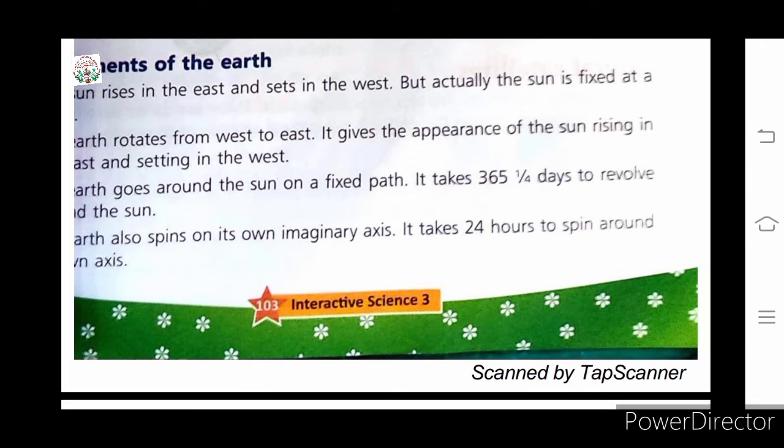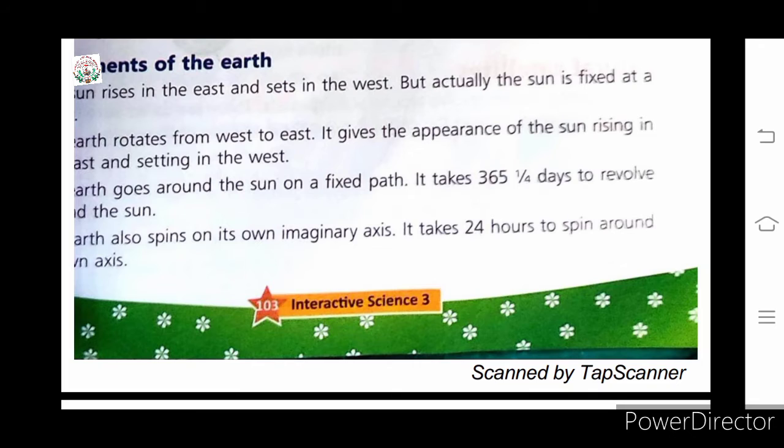Jupiter is the largest planet and Mars is called the red planet. Planets do not have their own light, they reflect the light of the sun. The sun is so large that 13 lakh Earths can fit into it.